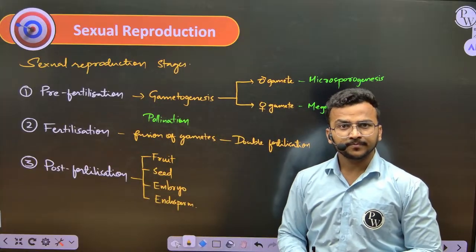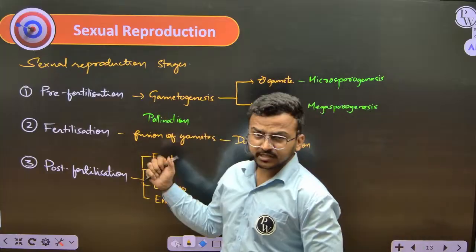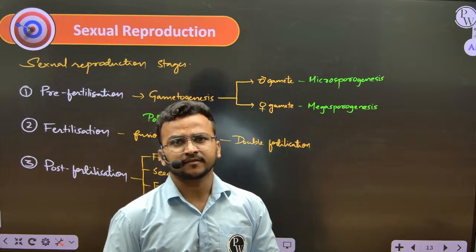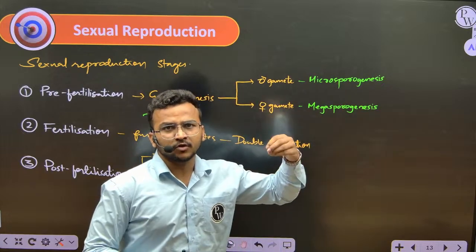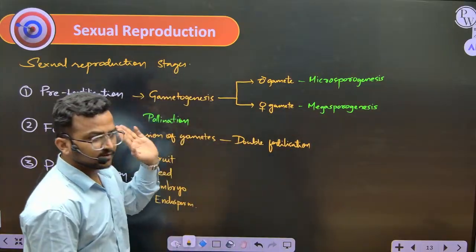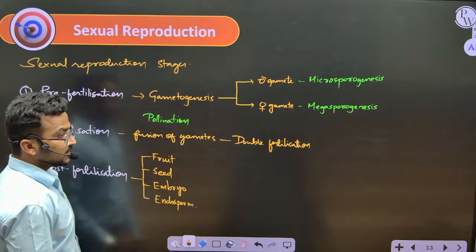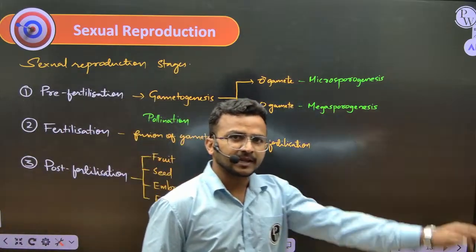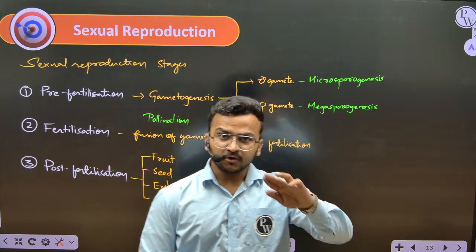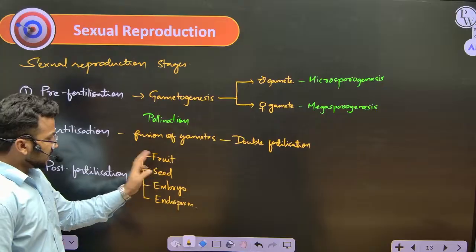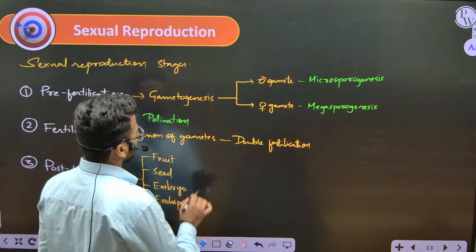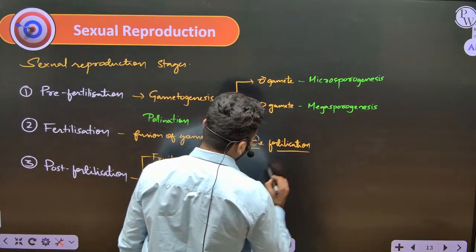megasporogenesis there. And next to that, because they are not movable, they are immovable, they require something to transfer the male gamete to the female gamete. That process we call pollination. So after pollination, the fusion of the male gamete and the female gamete is done. That is zygote formation. So the zygote will lead to formation of the embryo, which we will learn in the post-fertilization event. So that is the complete view of the sexual reproduction chapter.